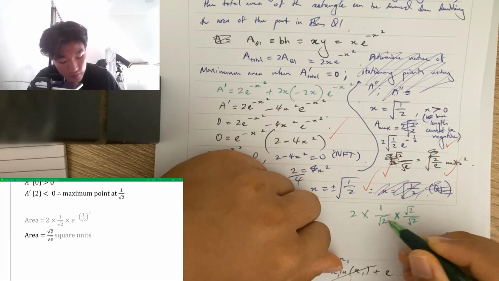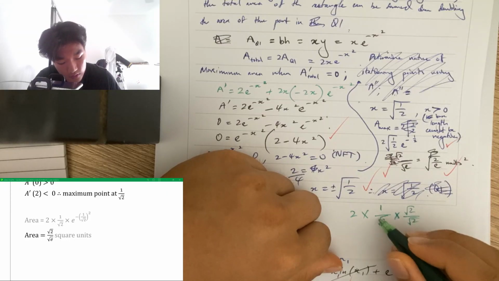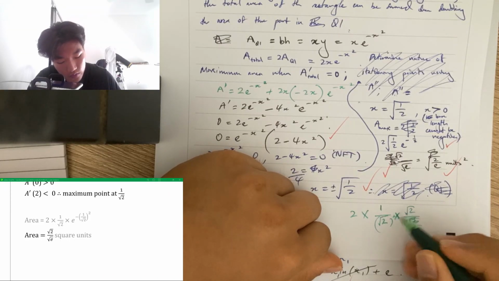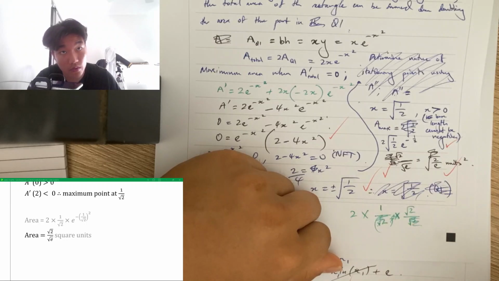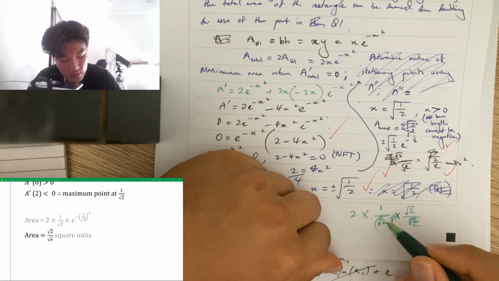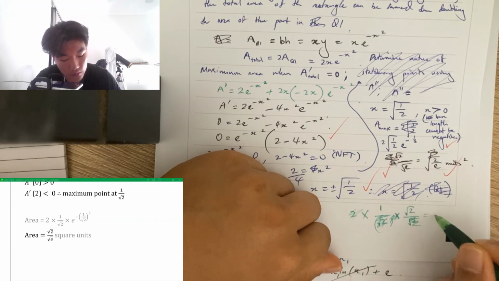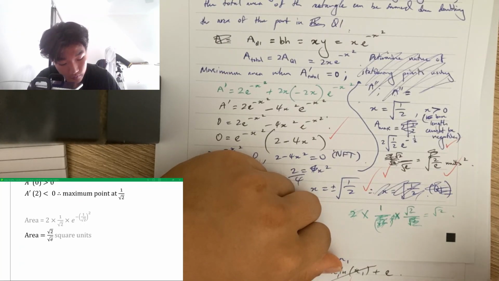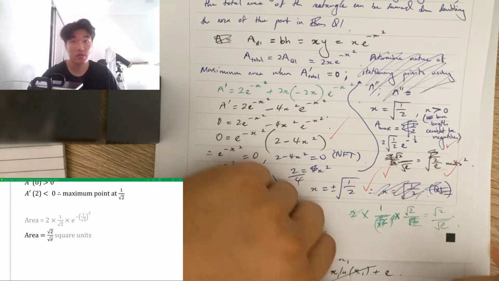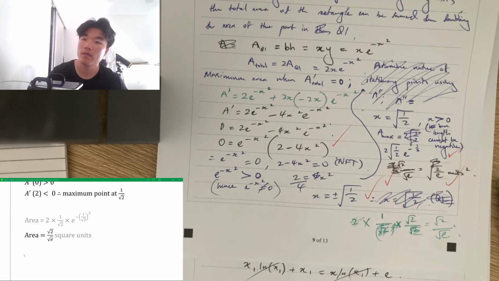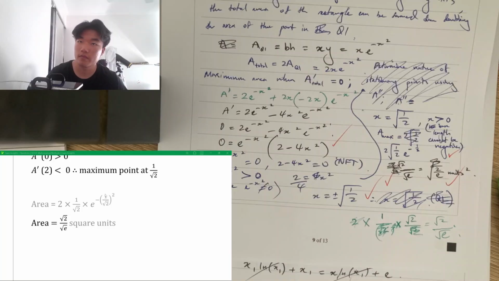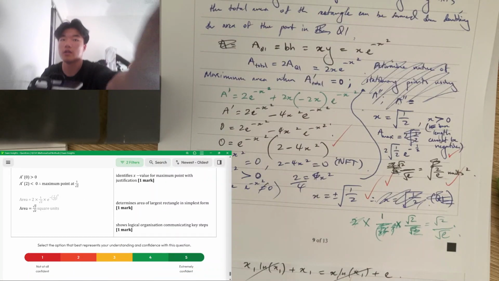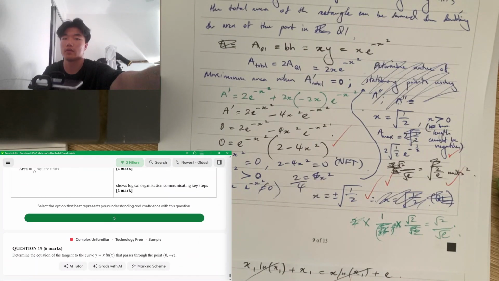This becomes 2, right? This is essentially the same as squaring square root of 2, which then cancels the square root and the square. Since it's 2 over 2, we can cancel that out, so it leaves us with square root of 2. So it's square root of 2 over square root of e, which I just combined. Units squared, which is the given answer, as you can see. So I did show logical communication and organization.